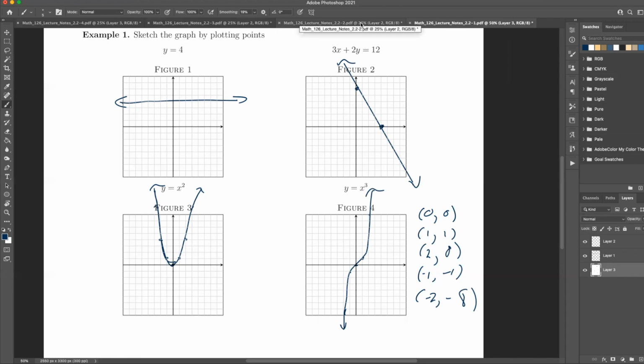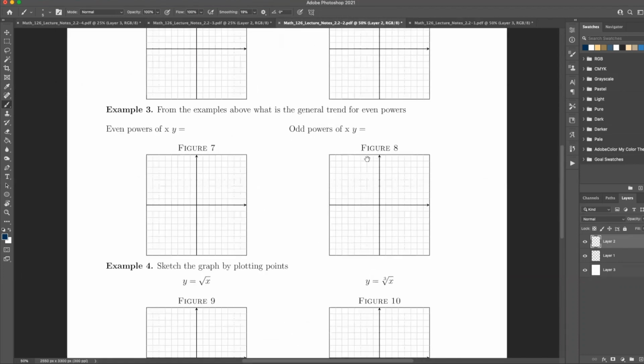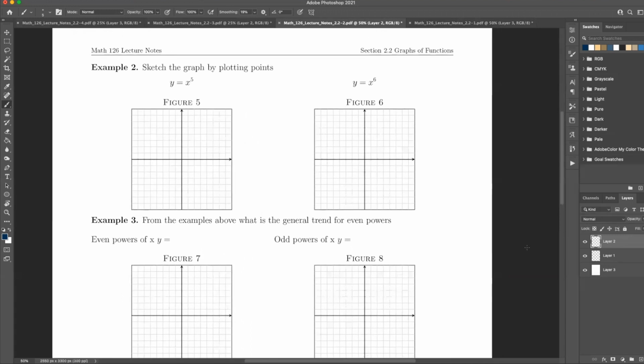All right. Let's go to this one. All right, so here we want to sketch the graph by plotting points. Here we have x to the 5th and x to the 6th. So let's just plot some points. We have 0, 0. We'll have 1, comma 1, negative 1, comma negative 1. But if we put in 2, this is already at 32, right? If we plug in negative 2, this is already at minus 32, just because negative 2 is there.